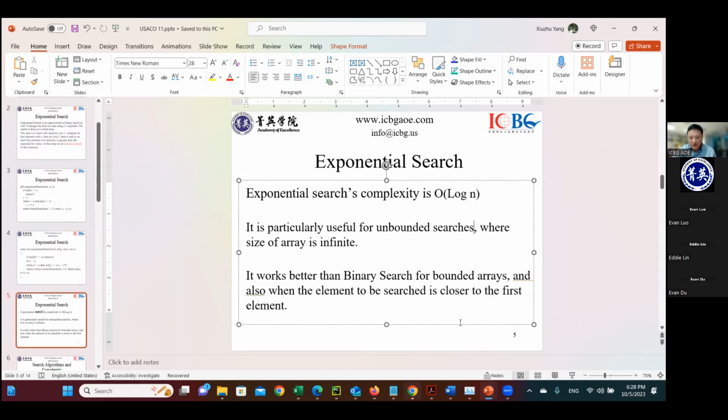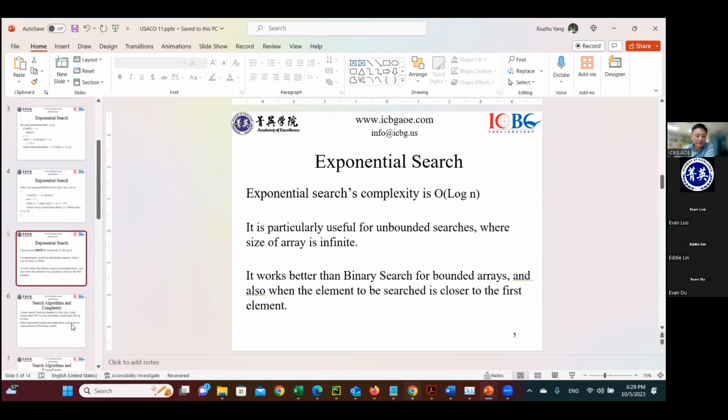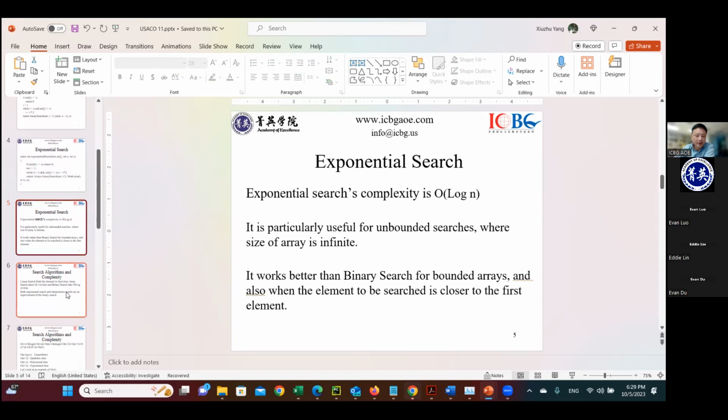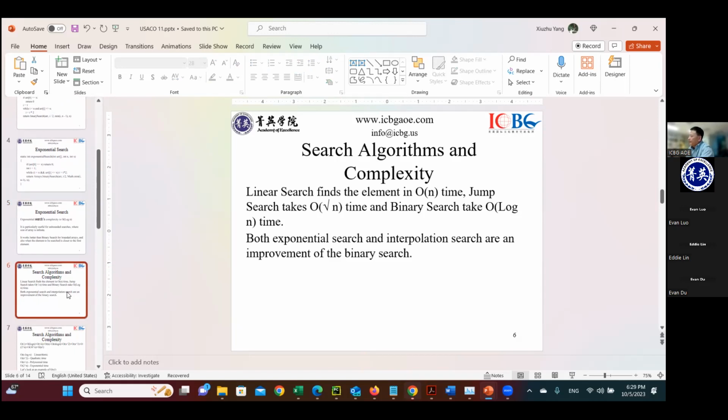So it works better than binary search for bounded areas. And also when the element to be searched is very close to the start on the left-hand side. So it's much more efficient than the binary search. So this looks very abstract, right? Do you guys understand the algorithm? You understand the algorithm? Any question on this algorithm? Okay, I think you guys get lost here. So let me continue then. If you do not have a question, so let me continue.